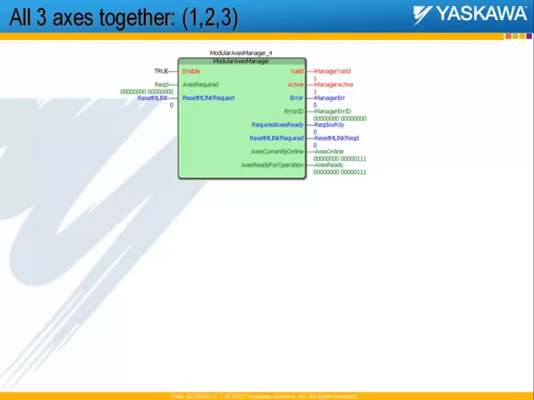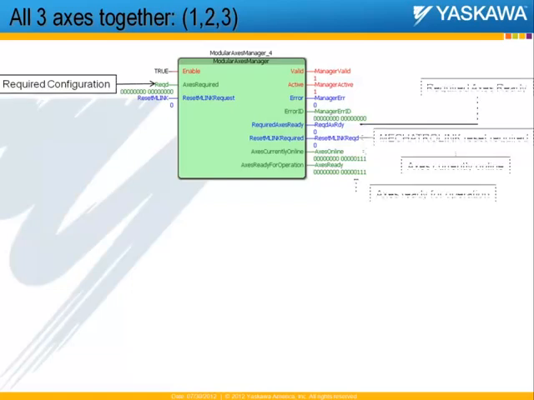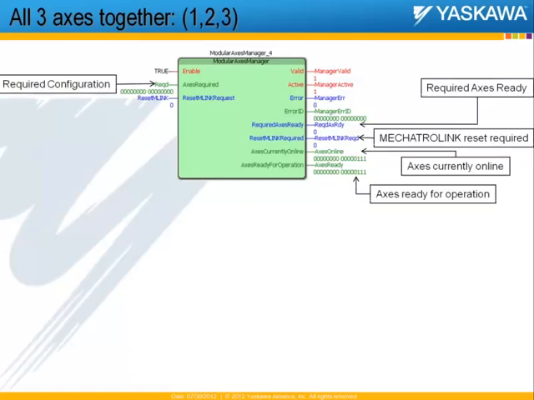So you can see here there are a few inputs in here. One of the inputs is a required configuration, and there are a few outputs that basically tell you the status of the configuration that is available. The first output that we are referring to there is a required axes ready output. It basically tells you if all the required axes that the customer wants to use are ready for use or not. And by ready for use, it means that if that particular axis is online and it is available for operation.